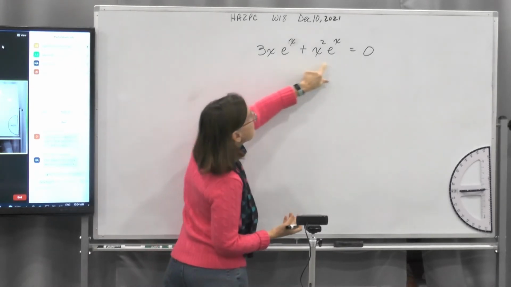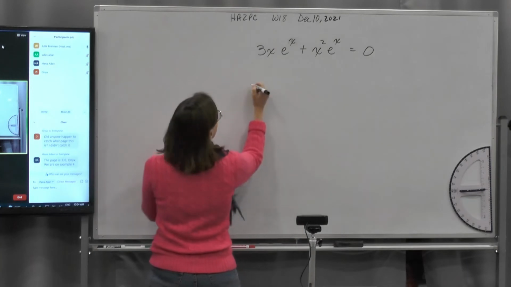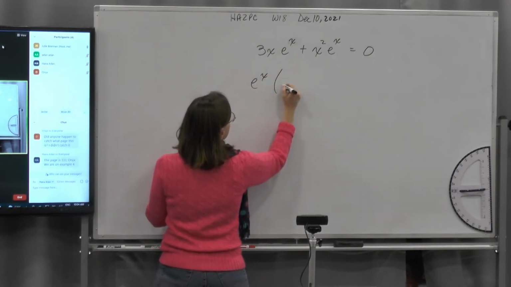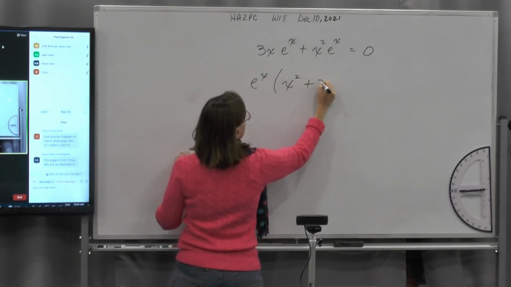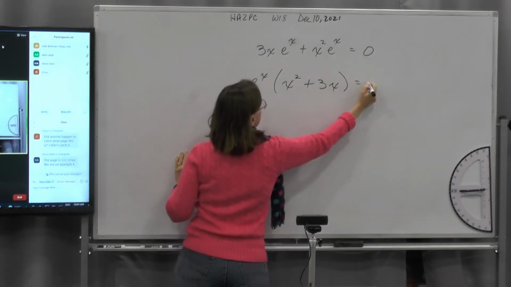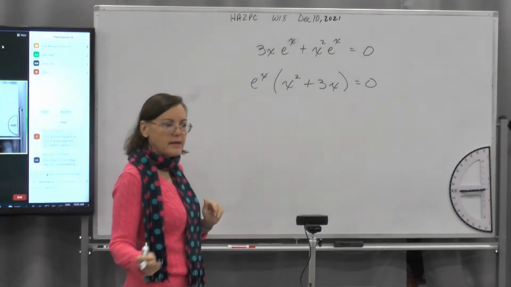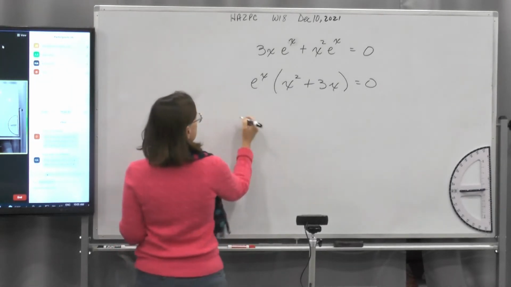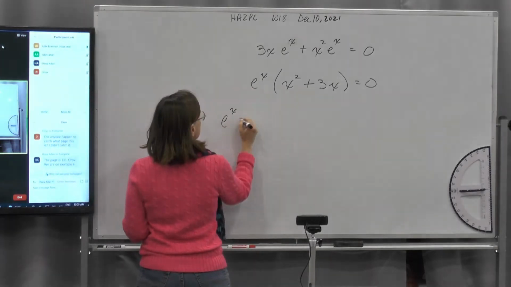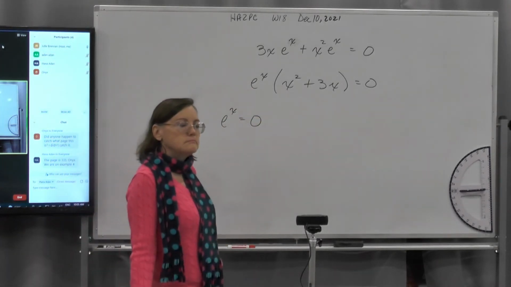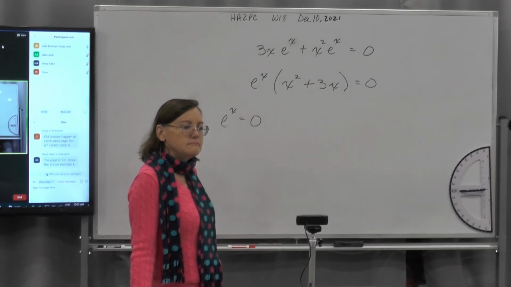If you notice, I've got an e to the x and an e to the x. If I pull out e to the x, I'm left with x squared plus 3x, or the other way around. And I know what to do with that. So let's take this one first: e to the x equals 0. That's false.